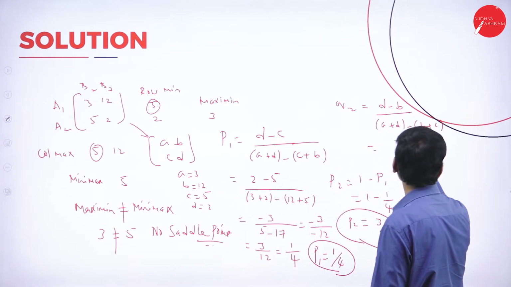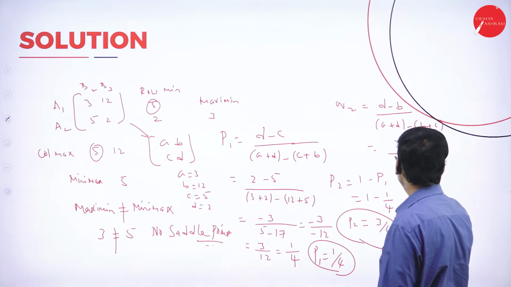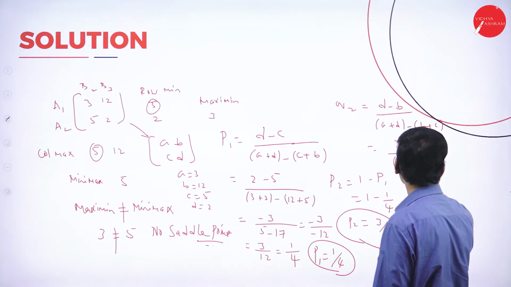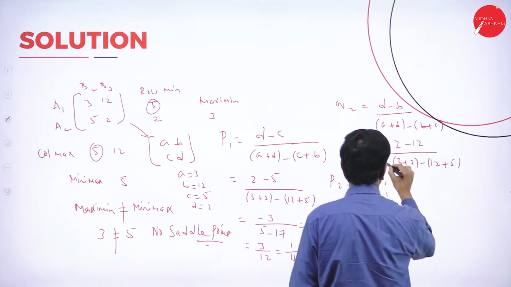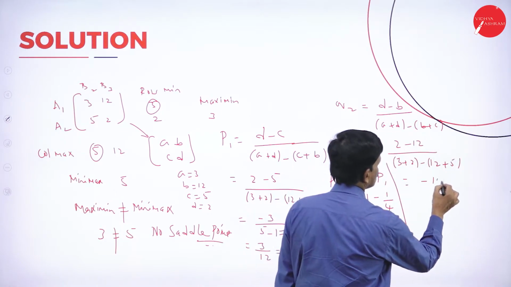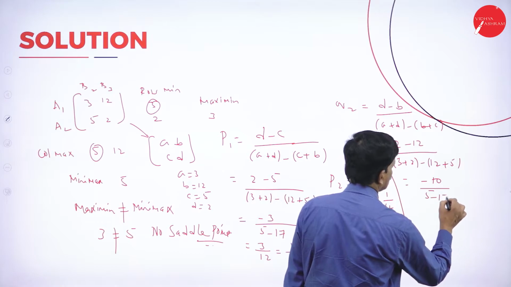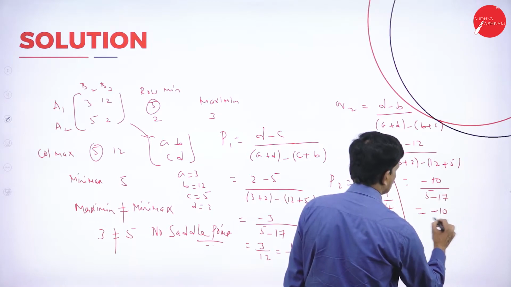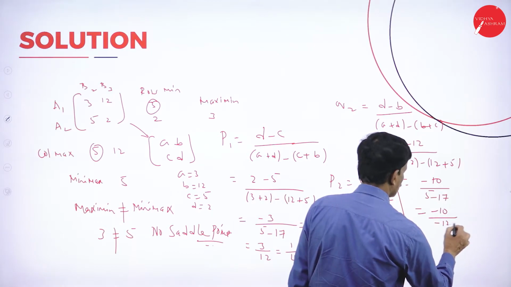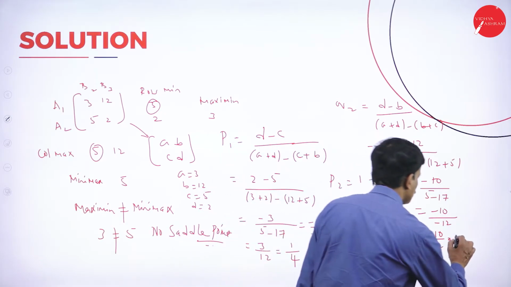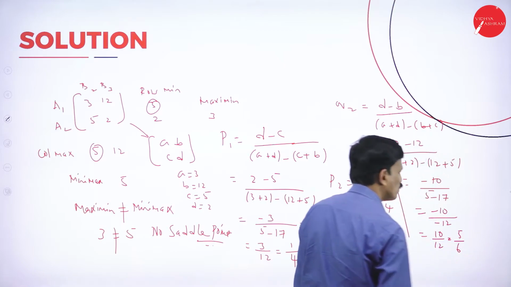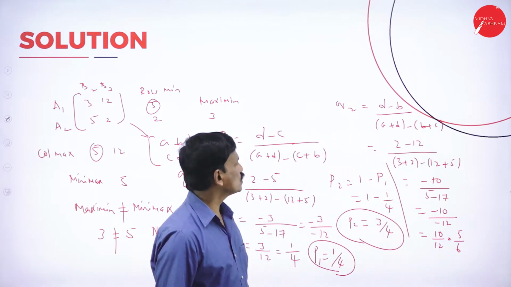Denominator is same: 3 plus 2 minus 12 plus 5. What is this equal to? So this is minus 10 divided by 5 minus 17, that is minus 10 divided by minus 12. So this is 10 by 12. This can be divided by 2: 2 5s are 10, 2 6s are 12, so 5 by 6. So Q2 is equal to 5 by 6.